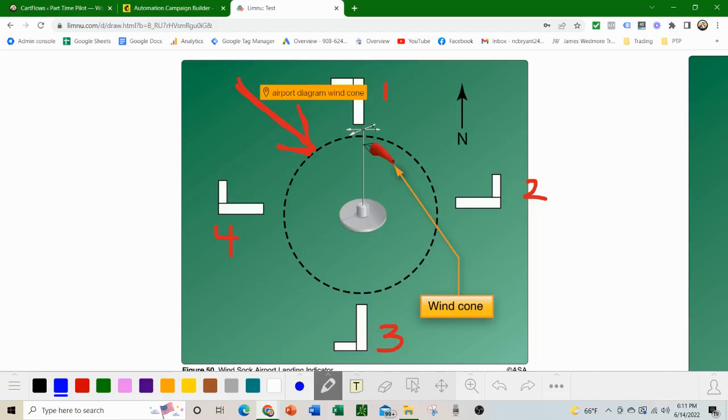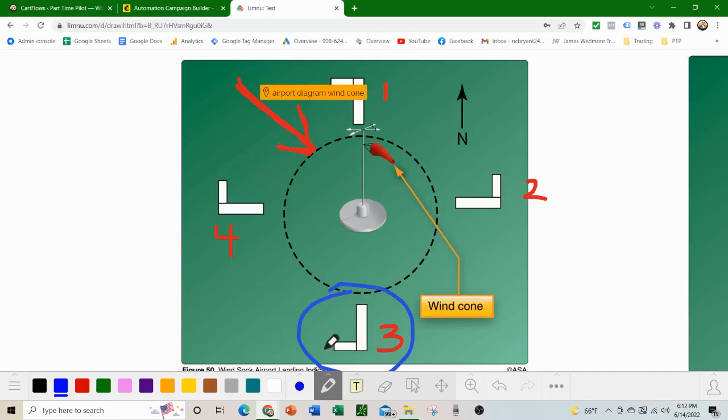What traffic pattern is runway 3? So runway 3 down here, what traffic pattern? Roy says left. Hindu says left. And Israel said, okay, so you guys got it.